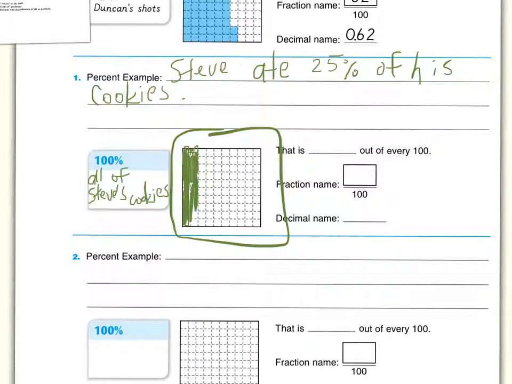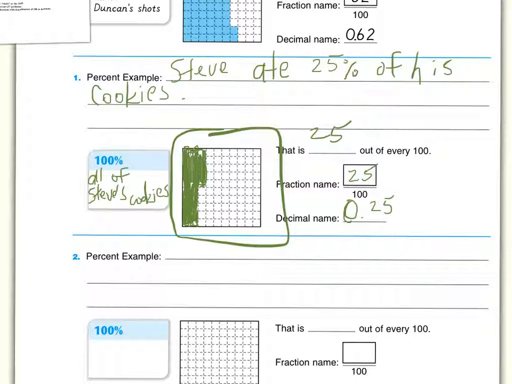We'll say 20. And then we have to chop the third one in half to give me 5 to make it 25 out of every 100. Fraction name would be 25 over 100. The decimal name would be point... sorry, I guess I'll put a 0 for 0.25. So it says 25 100ths.